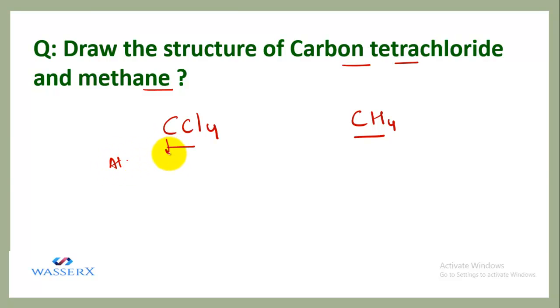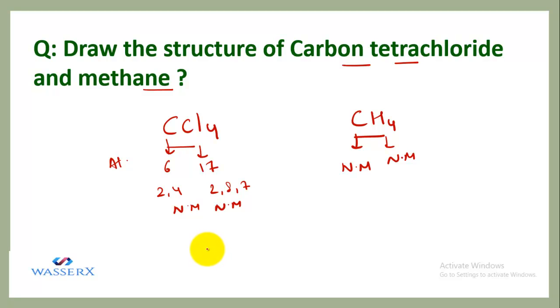We know that carbon possesses 6 electrons and chlorine possesses 17. So if we write the electronic configuration, you will see that both are non-metals. So they will form a covalent bond. Similarly, carbon is a non-metal and hydrogen is also a non-metal. So if we talk about the structure and show the bonding as we did for other compounds, the structure will be somewhat like this. CCl4, a tetrahedral structure. I'll just write the geometry is tetrahedral.